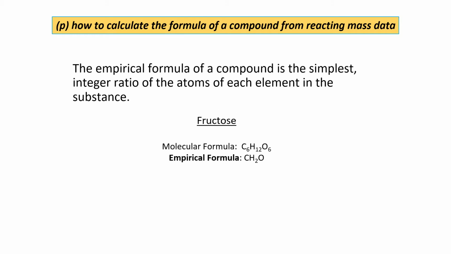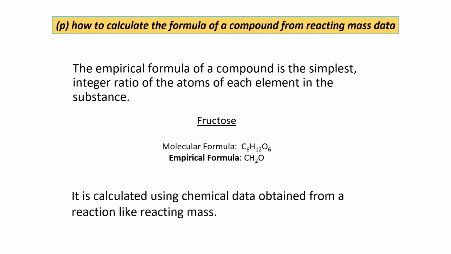Take for example fructose, which has a molecular formula of C6H12O6 and an empirical formula of CH2O. The molecular formula has been divided by 6 in order to get to the simplest ratio of atoms. It is calculated using chemical data obtained from a reaction like reacting mass, giving the name to the formula: empirical.